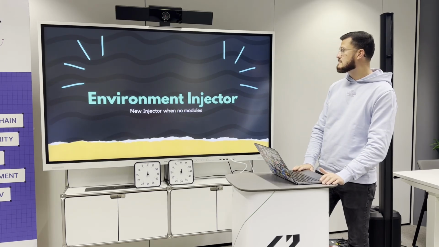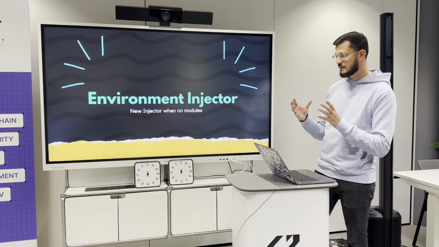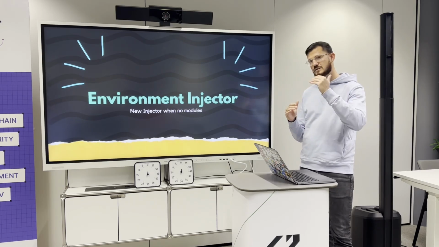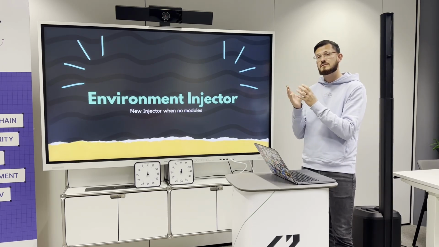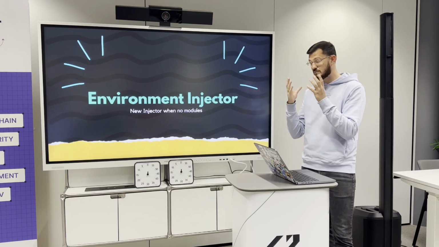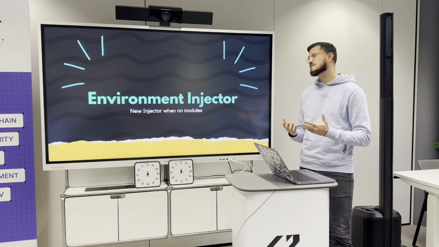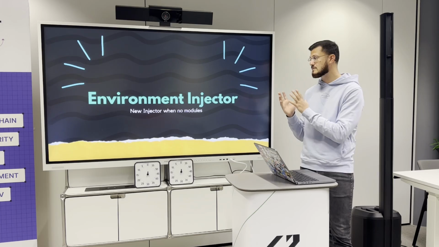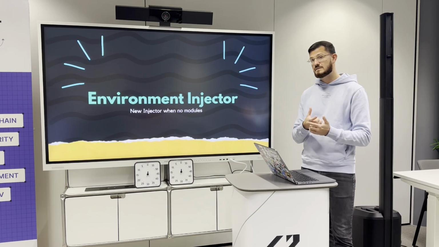So let's talk about the environment injector. As I explained, in Angular, before the standalone ecosystem, we have the root injector, the module injector, and the element injector. The element injector is when you provide specific providers for specific components. The module injector is when you provide some providers for specific modules. And you have the root injector, which is the injector of the application. So when you register a provider in the root injector, the whole application can have access to this provider.